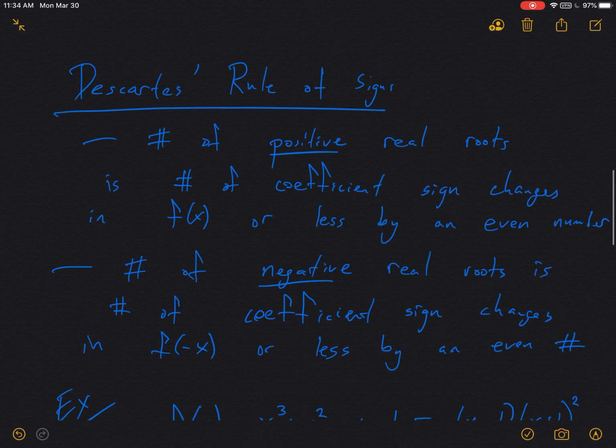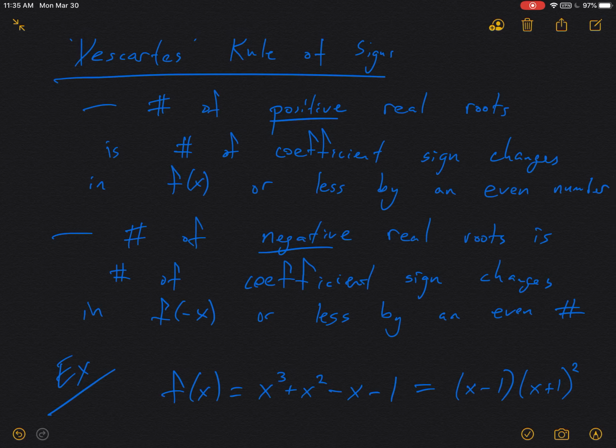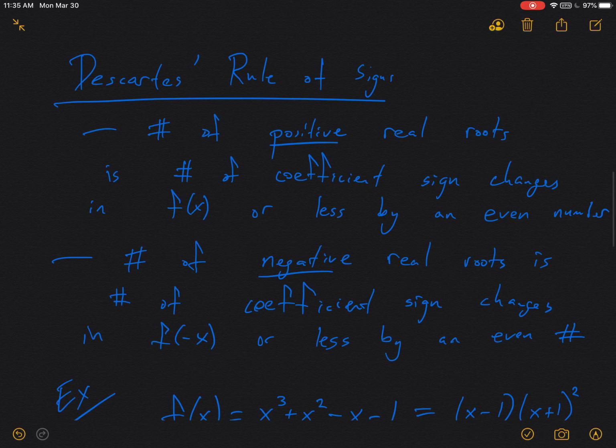The next theorem that you're going to see in this set of notes is called Descartes' rule of signs. The statement is kind of complicated, but I think applying the theorem is a little bit more straightforward. So Descartes' rule of signs says that the number of positive real roots that a polynomial has will be the number of coefficient sign changes in that polynomial, or it will be less than that by an even number. And similarly, the number of negative real roots that a polynomial has will be the number of coefficient sign changes in f of negative x, or less than that by an even number.